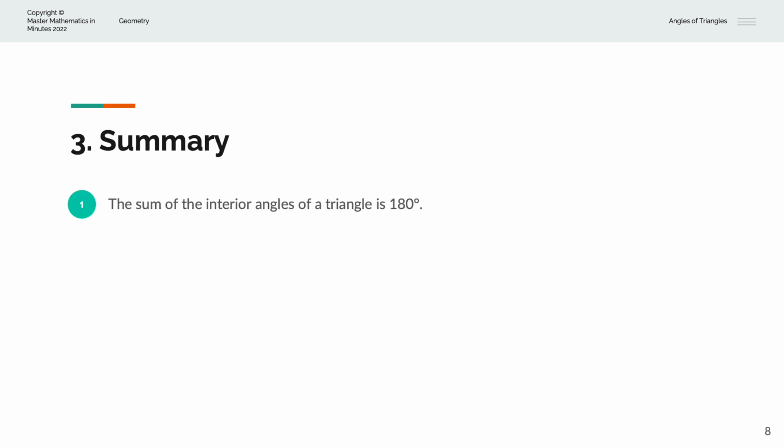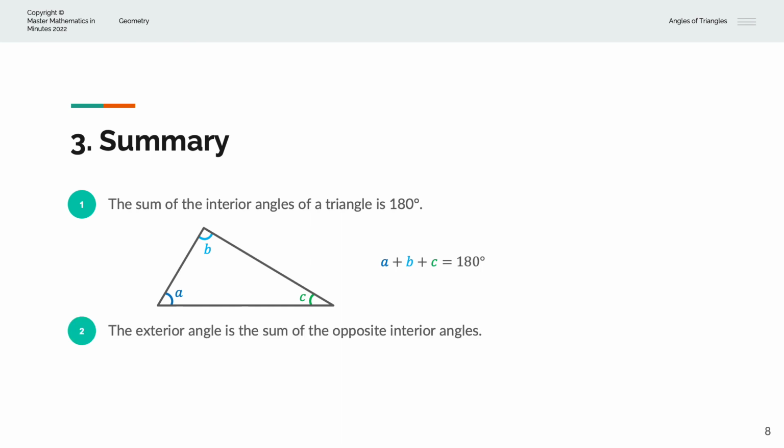To summarize, the sum of the interior angles of a triangle is 180 degrees. Consider this visually with a triangle with angles A, B, and C, and the sum of all these angles, A plus B plus C, is equal to 180 degrees. And the exterior angle is the sum of the opposite interior angles. So with the same triangle with angles A, B, and C, the exterior angle, D, is equal to the sum of the opposite interior angles, A and B. Or in other words, D is equal to A plus B.